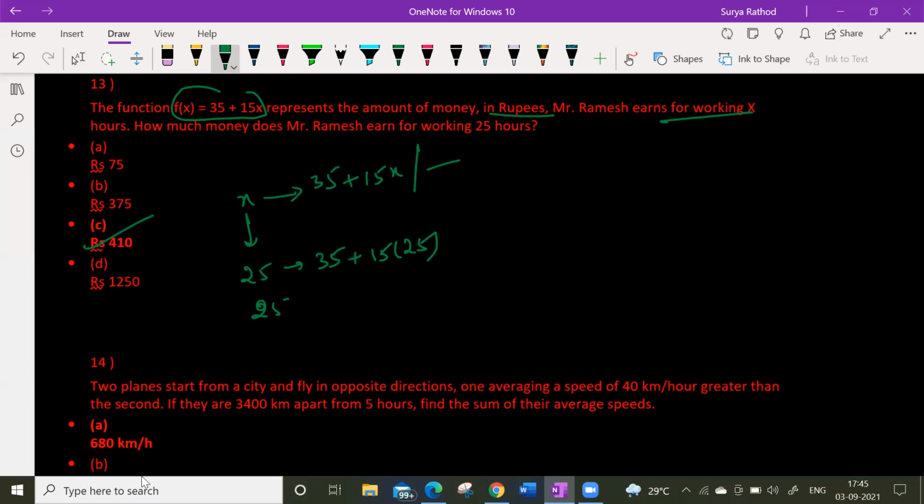Clear? 25 hours is equal to 35 plus 25 into 15, how much? 375. 25 into 15, 375. So 375 plus 35, so 410 for 25 hours.